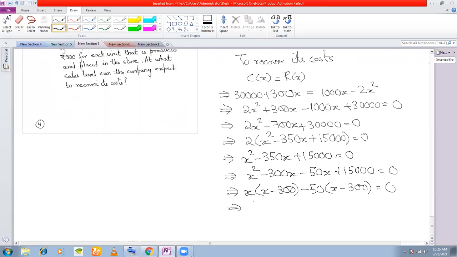So that means (x − 50)(x − 300) = 0. That means either x is equal to 50 units or x is equal to 300 units. So two break-even points, 50 units and 300 units. Okay. Any question?